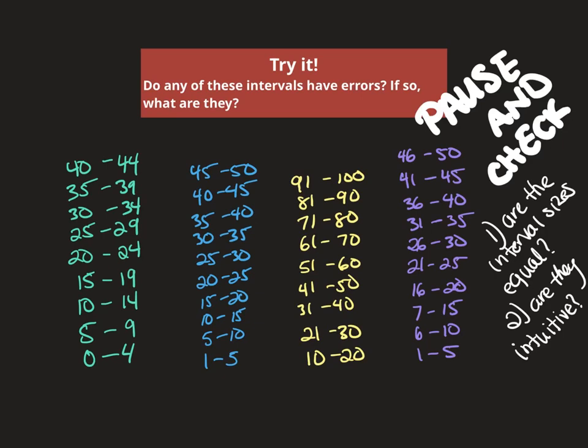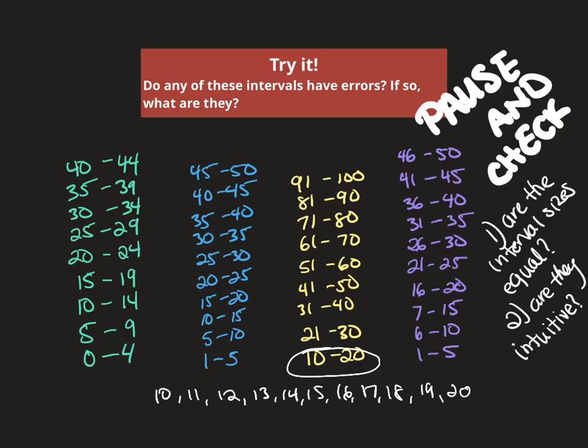Now we need to check for our other 2 issues. Are the sizes equal and are they intuitive? Though it's hard to spot, these are not equally sized intervals. Take a look at our first interval. It goes from 10 to 20. Though that sounds like it's a 10-unit movement, it's actually an 11-unit movement.